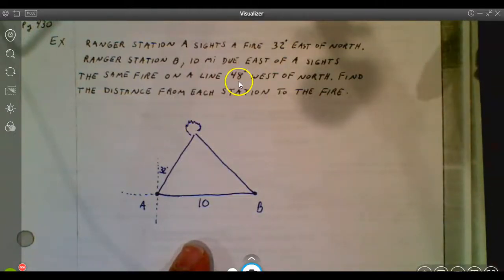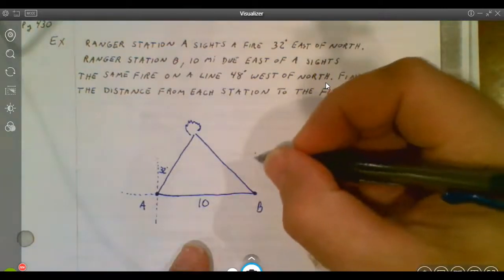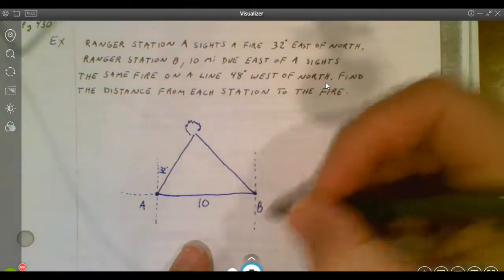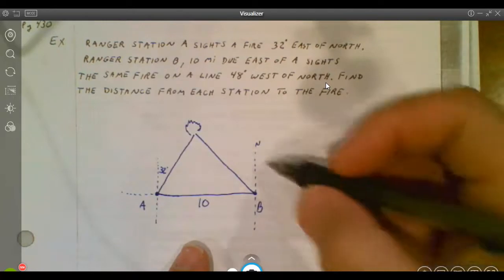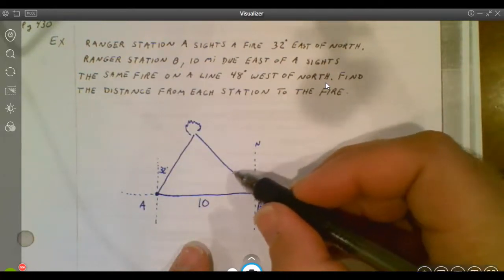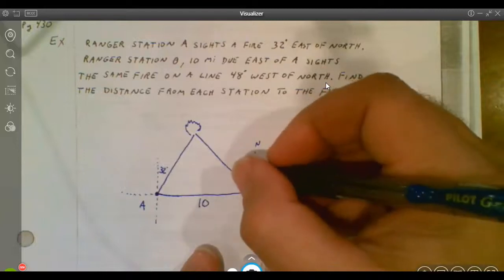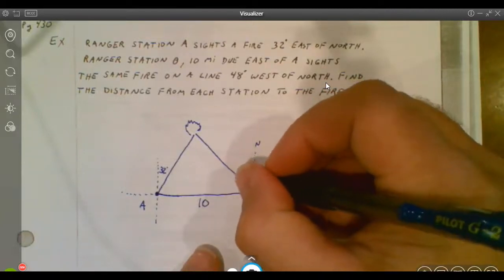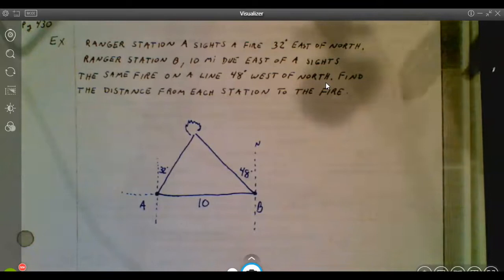That's my fire. Kind of looks like a bush, but we know it's a fire. So this one said 48 degrees west of north. So again, if this is my compass settings, so if this is north, if I'm going to go 48 degrees west of north, so now I need to go towards the west because of the way that was worded. So here's our drawing for the triangle. We're looking at for the distance from each station to the fire. So I need to know what this distance was as well as that distance.